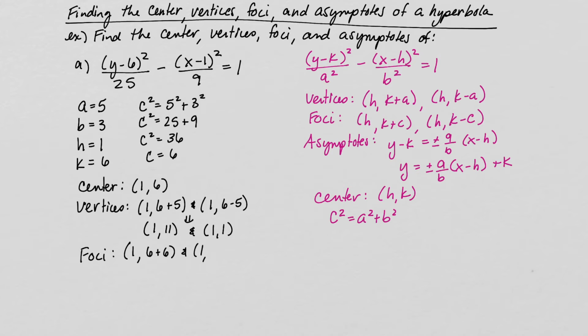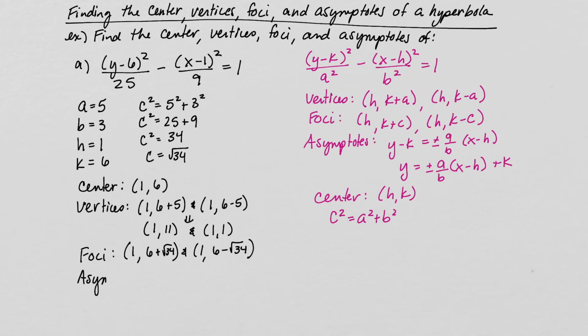6... Oh, I didn't do that right, did I? Before we start using this here, let me be careful. 25 and 9 is not 36. 25 and 9 is 34. So c is going to be the square root of 34. So it's going to be (1, 6 plus the square root of 34) and (1, 6 minus the square root of 34). And there's nothing else we can do to simplify those, so those are the answers. We're just going to leave them that way.